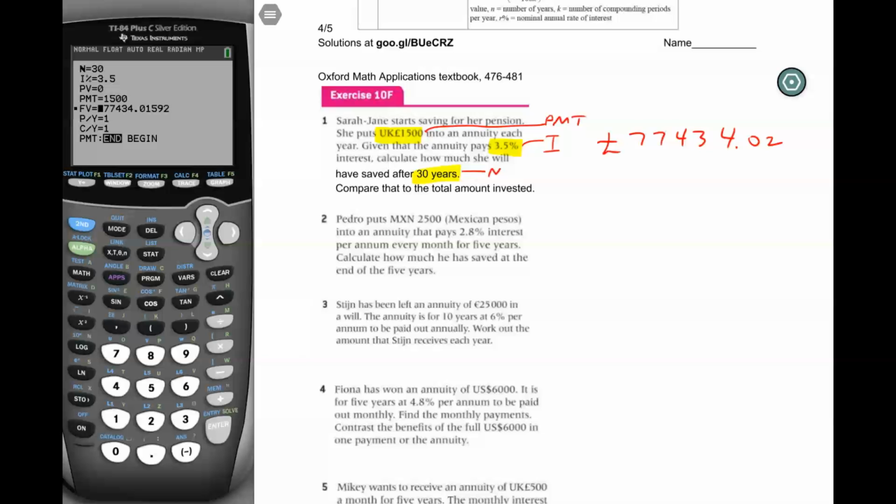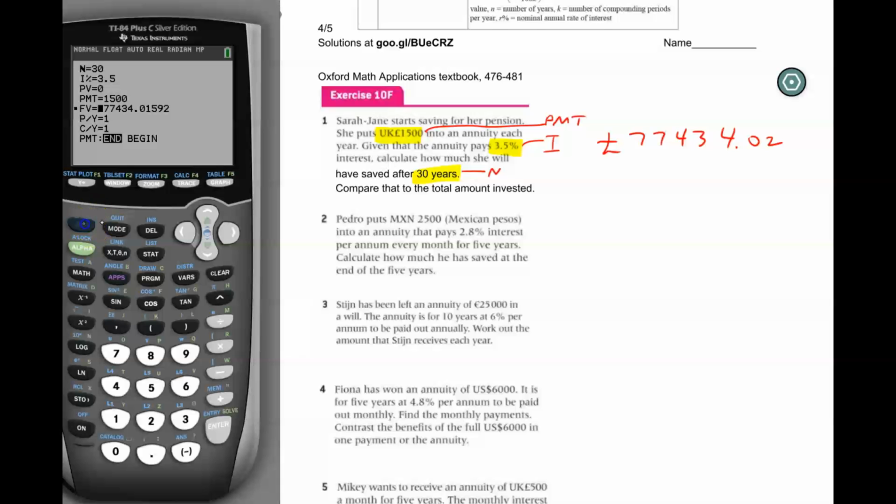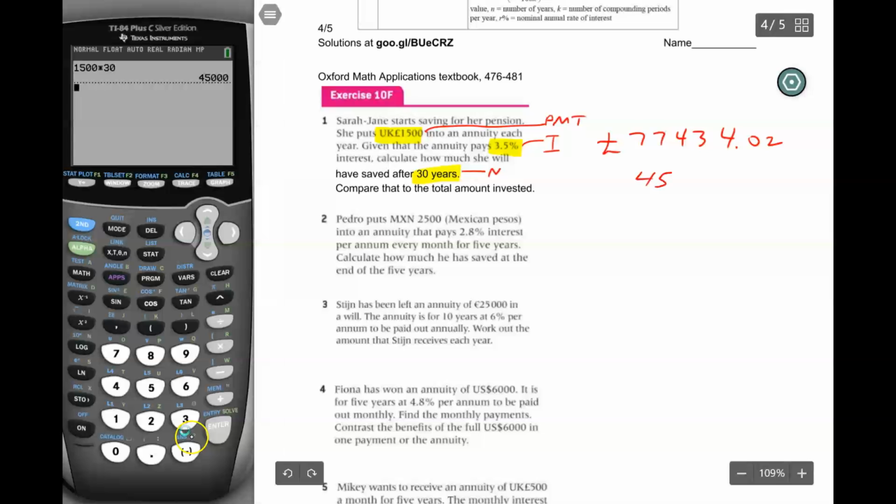Compare that to the total amount invested. If you want to find out how much exactly she put in, it's simply 1,500 times 30, which you do without the finance app because you're not calculating with interest, and you find out that it's 45,000. So that's quite a bit more, isn't it? If you subtract the two, that'll give you the amount of interest, and that would be about 32,000 in interest. Okay, let's go to the next one.